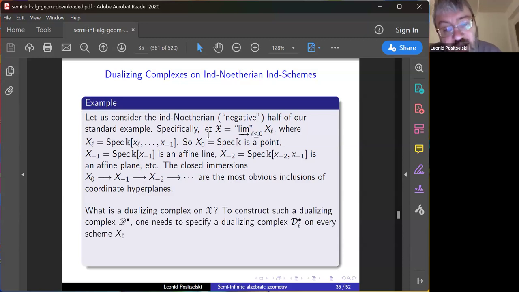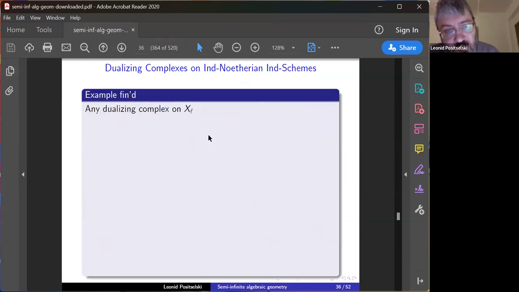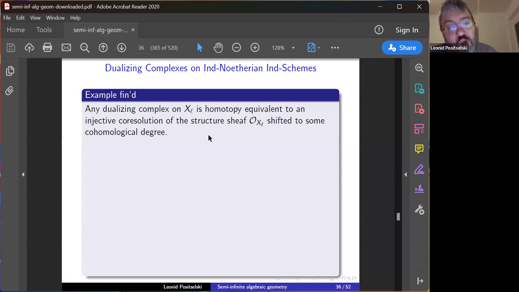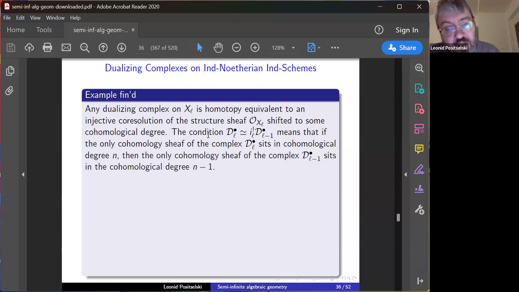To construct such a dualizing complex D, one needs to specify a dualizing complex D l on every scheme X l in such a way that, denoted by i l from X l to X l minus 1 the coordinate hyperplane inclusion, one would have a homotopy equivalence D l homotopy equivalent to i l upper shriek D l minus 1 for every l less or equal to 0. Any dualizing complex on X l is homotopy equivalent to an injective coresolution of the structure sheaf shifted to some cohomological degree. The condition that D l is equal to i l upper shriek D l minus 1 means that if the only cohomology sheaf of the complex D l sits in cohomological degree n, then the only cohomology sheaf of the complex D l minus 1 sits in cohomological degree n minus 1.